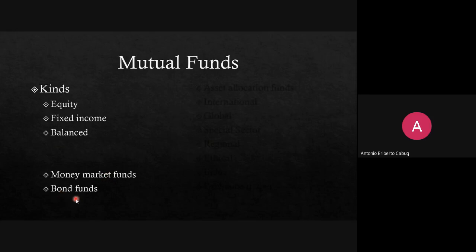Bond funds. So we know that bonds are long-term. This is the long-term equivalent for money market funds. Between the two, bond funds is riskier. Bond funds riskier than money market funds. Bakit riskier yung bond fund? Riskier yung bond fund dahil long-term yung instruments dito. Meron tayong tinatawag na interest rate risk.